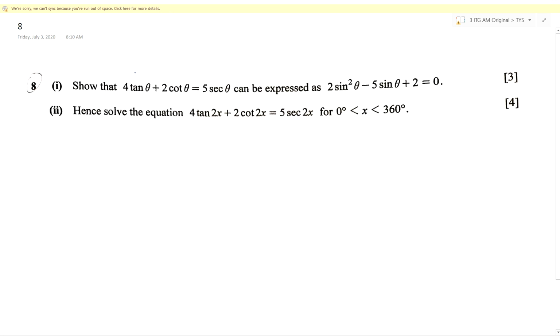Can we actually do that? Tangent theta becomes sine theta over cosine theta. Cotangent is cosine theta over sine theta. Secant is 1 over cosine theta. I've got fractions now. Adding and subtracting fractions, I have to ensure that the denominators are the same. To make the denominator the same, this will become sine squared. Then this will be cosine theta, sine theta.